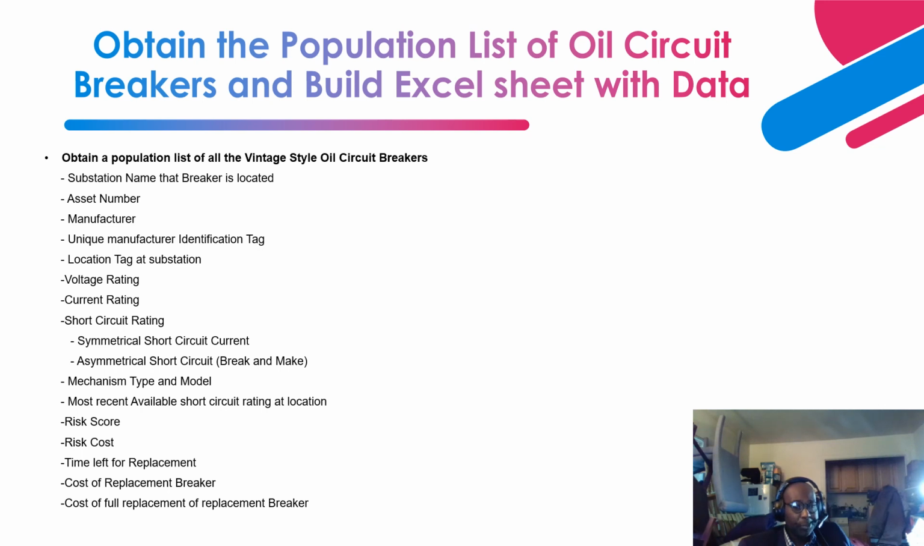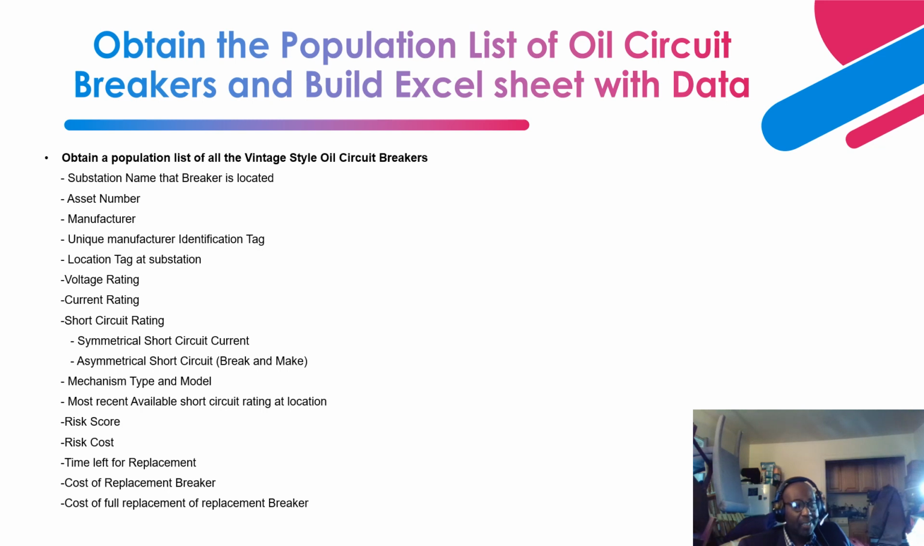Then the manufacturer. Definitely, you have oil circuit breakers, and you can have different manufacturers for these oil circuit breakers. Then there should be a unique manufacturing identification tag. Usually, the manufacturers give us the serial number for this circuit breaker.